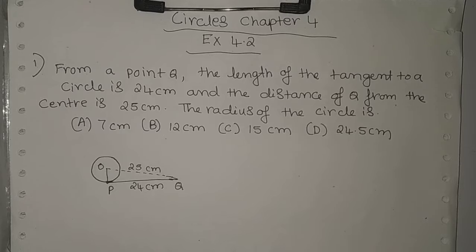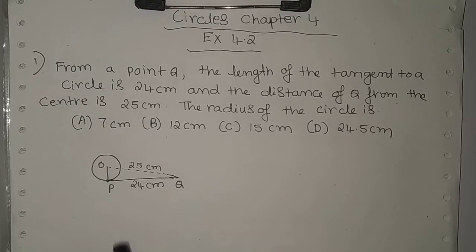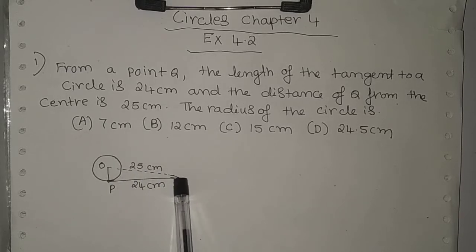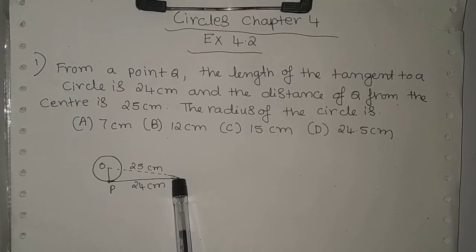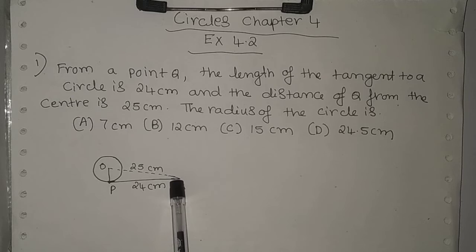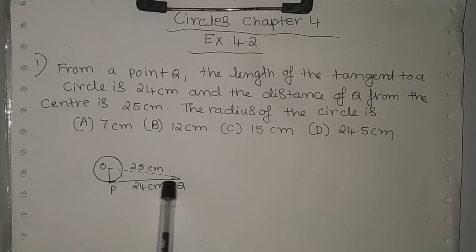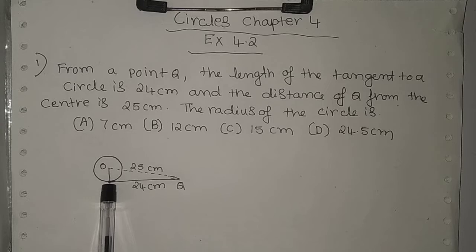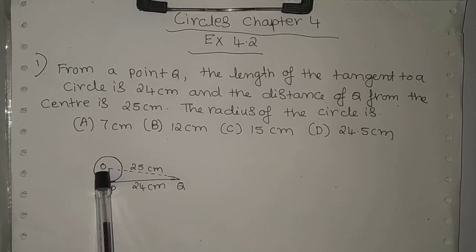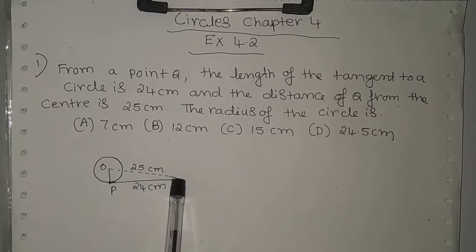The first problem here is from a point Q. I've already drawn the diagram, since they have not given it in the textbook. Start from the point Q and draw a circle here. Mark a point P on the circle. Then from the point Q, draw a tangent to the circle. We have drawn the tangent to the circle. Also draw a straight line from Q to the center of the circle, mark it as O, and connect the triangle, that is OQ. So this is the problem.